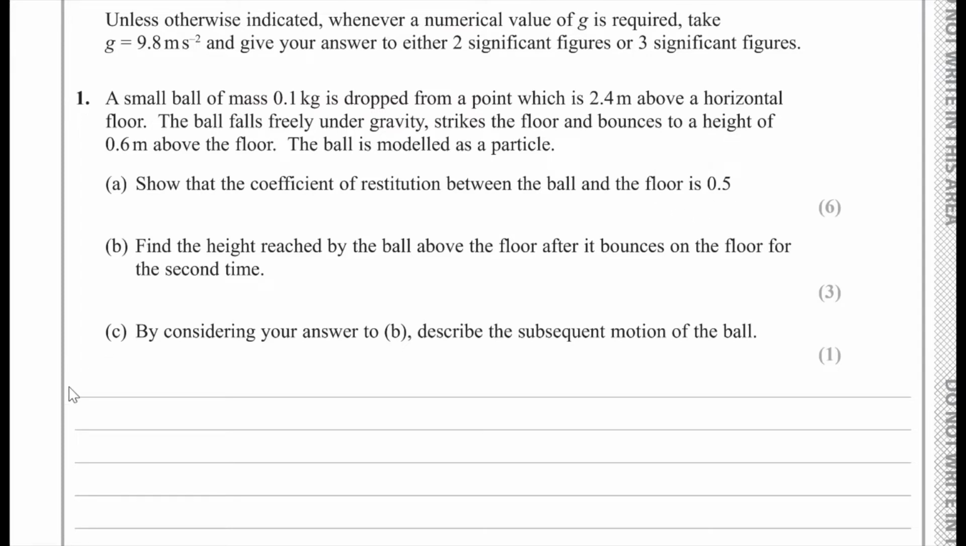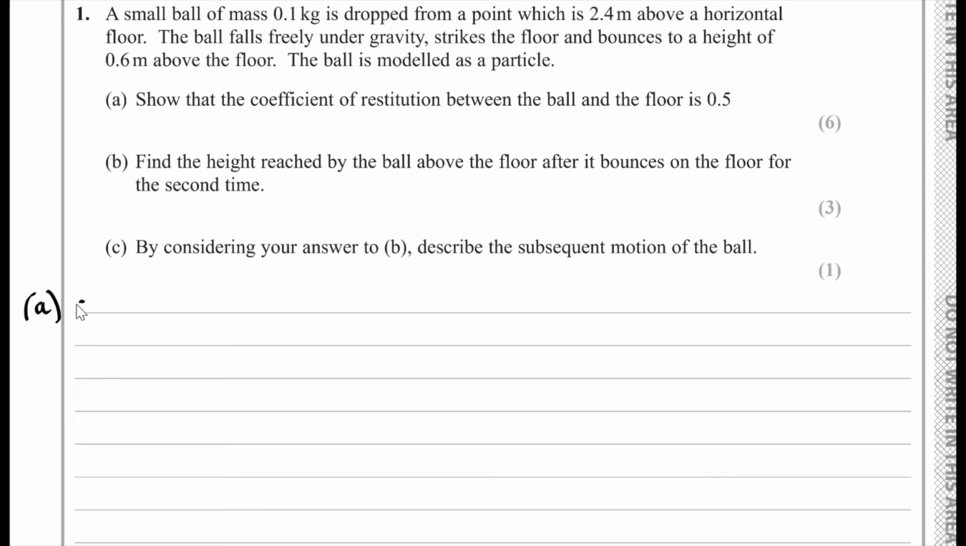So, for part A, we have to first of all consider what would happen as the ball is falling. As the ball falls, of course we would have to use v squared equals u squared plus 2as. It's one of the SUVAT equations which you can find in the formula book.